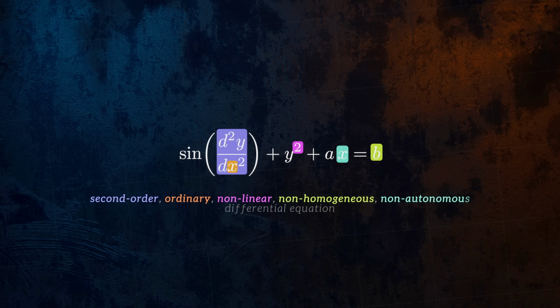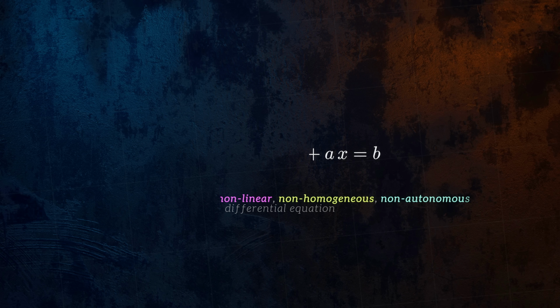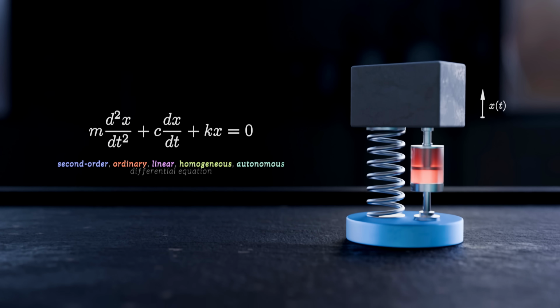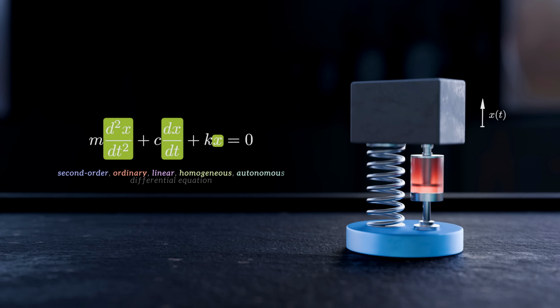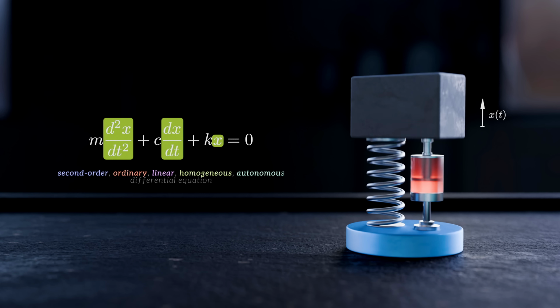The damped vibration equation we saw earlier is a second-order, ordinary, linear, homogeneous, autonomous differential equation. It's homogeneous because every term in the equation involves the displacement x or its derivatives. Physically, this means the equation describes the system's natural response, how the mass oscillates and eventually comes to rest without any external force acting on it.